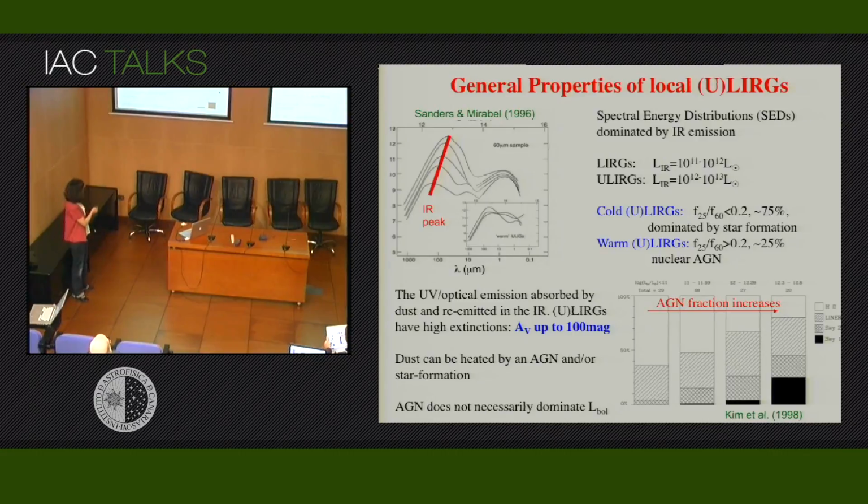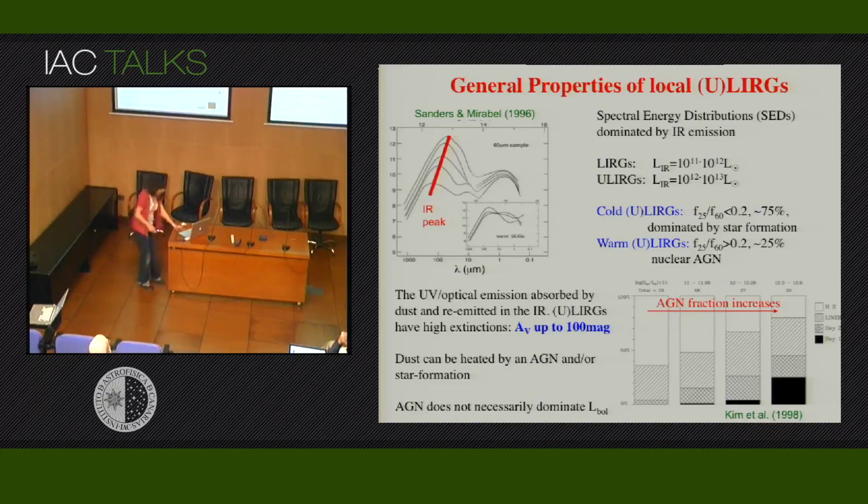The other main property of these luminous and ultraluminous galaxies, of course, is that they emit most of their energy in the infrared range. That's obviously how they were selected. So what happens is that a large fraction of their UV and optical emission gets absorbed by dust, and then it gets re-emitted in the infrared. Because there is so much dust, they also have very high extinctions, which can be as high as 100 magnitudes. Also to remark that the dust can be heated by both, obviously, AGN and star formation.